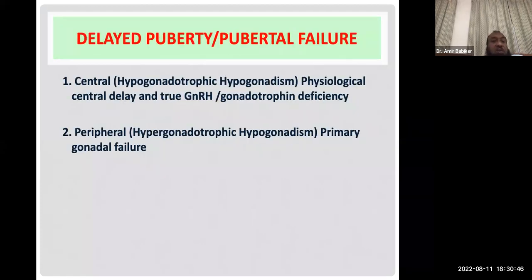Delayed puberty is sometimes called central hypogonadotrophic hypogonadism because the gonadotrophins are not secreted from above. Or if it is peripheral, it is hypergonadotrophic hypogonadism because the gonadotrophins are not suppressed. Yes? The other names are primary gonadal failure, or secondary, which means central. Okay? Okay.